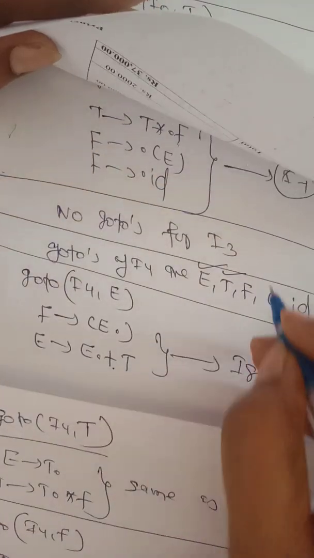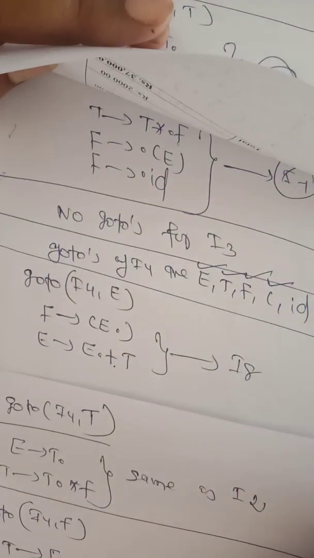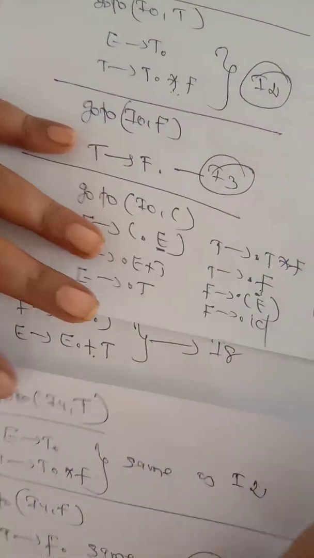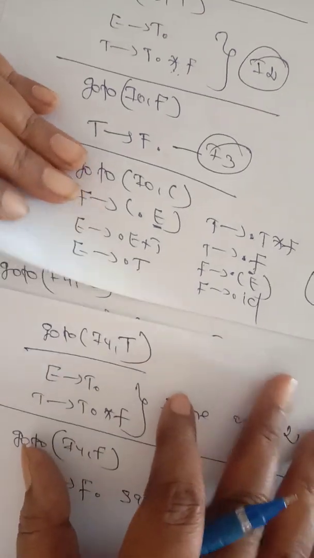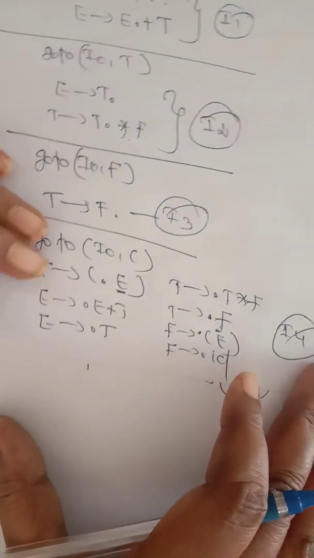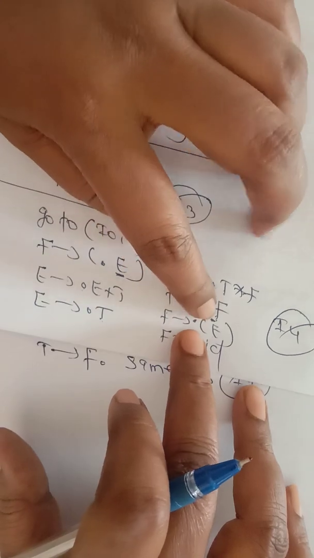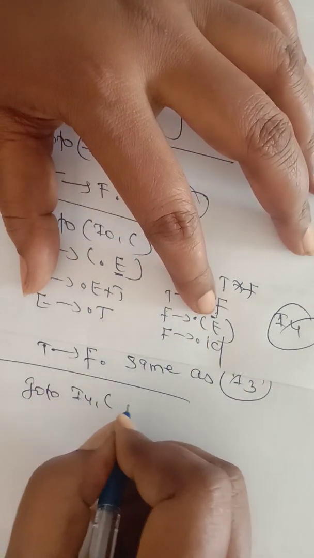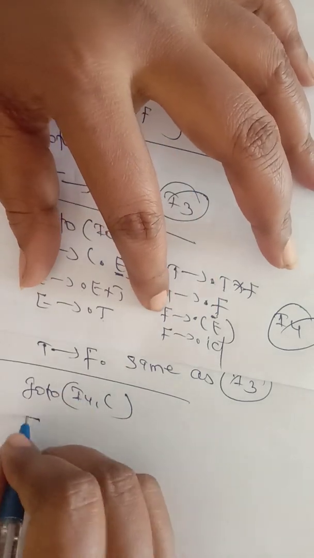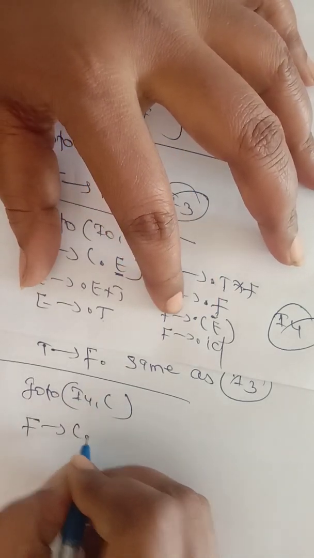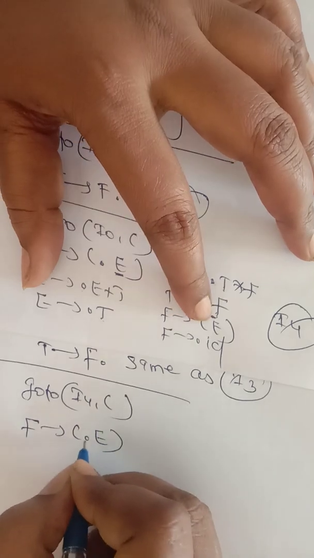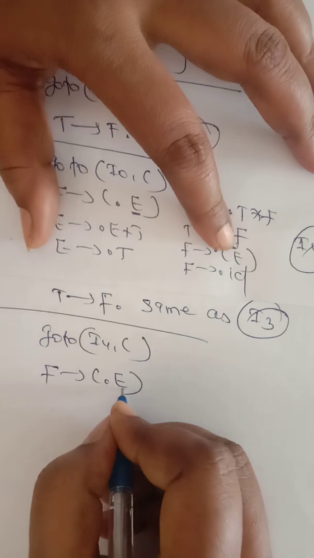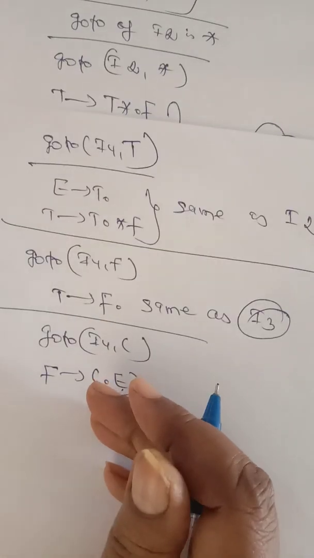Next F over. Next apply open bracket. Goto I4 comma open bracket. So where we are having open bracket means in I4, here we are having open bracket. So goto I4 comma open bracket, what is the answer? F comes to open bracket dot E close bracket. After that we are having E. So copy E productions from I naught.